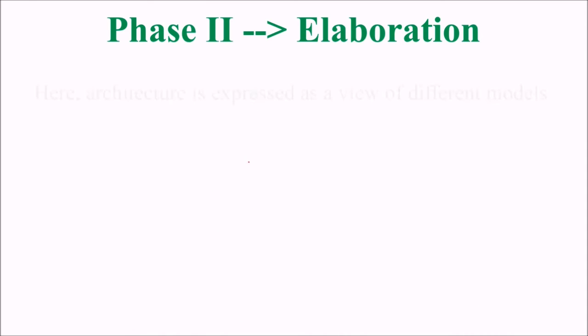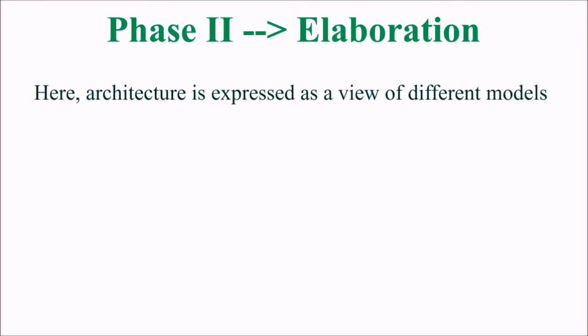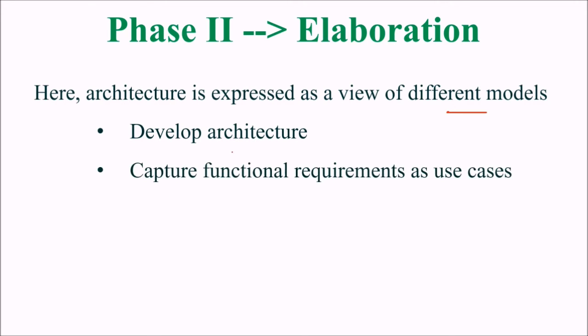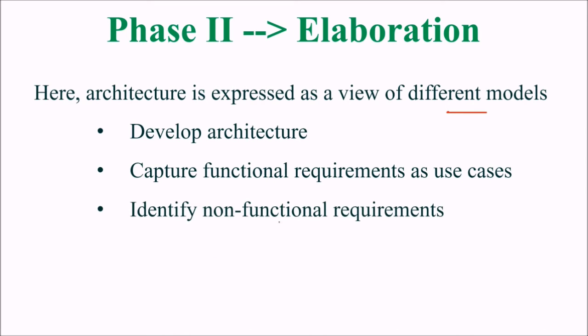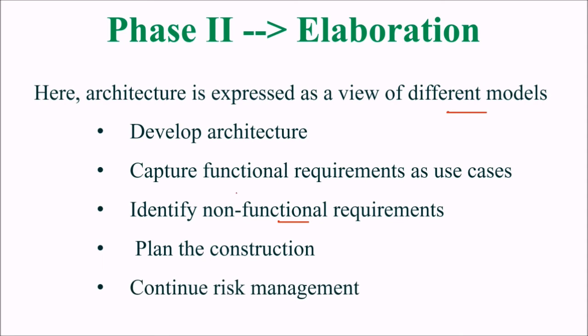Phase 2 is elaboration. Here the architecture is expressed as a view of different models. That is, we develop the architecture, capture functional requirements, identify the non-functional requirements also, and plan how to construct, and continue with our risk management, which we started in the inception phase.